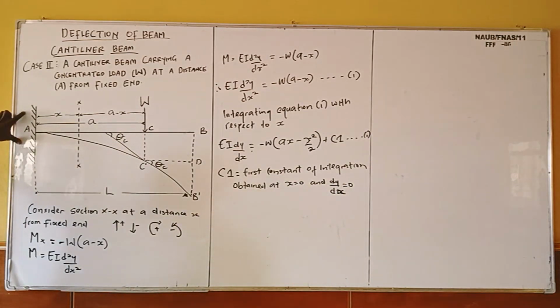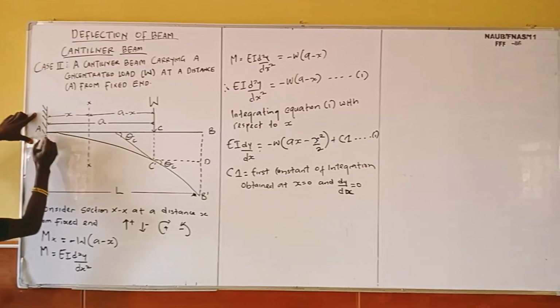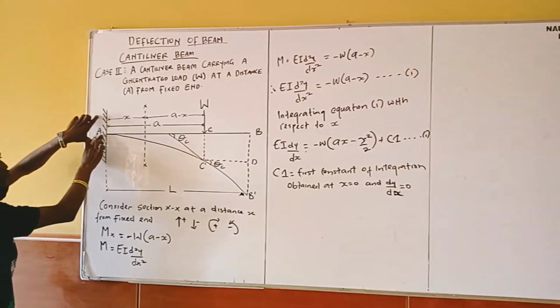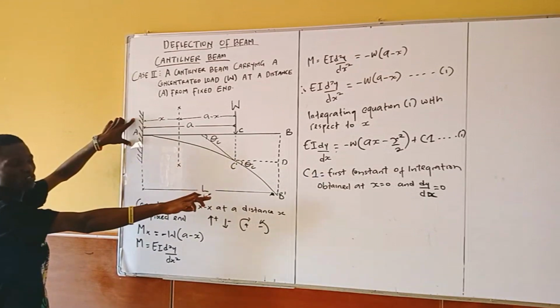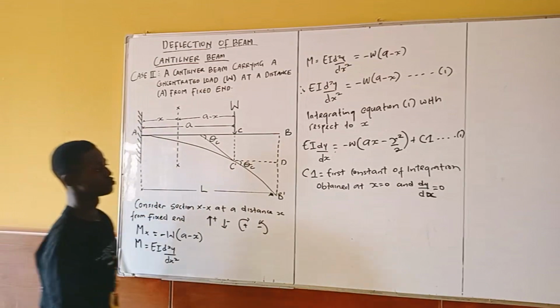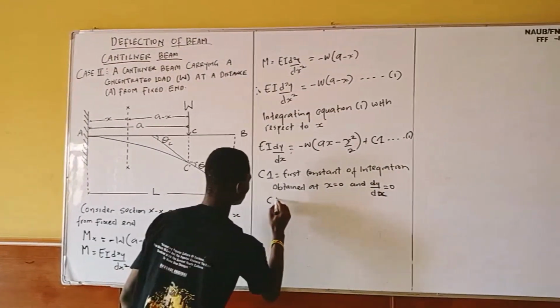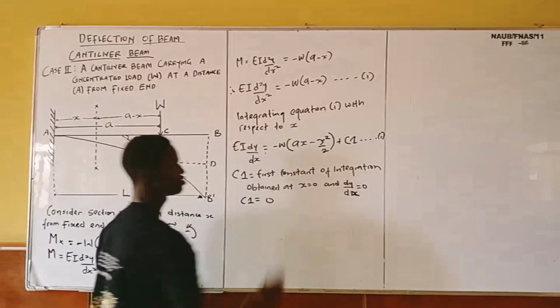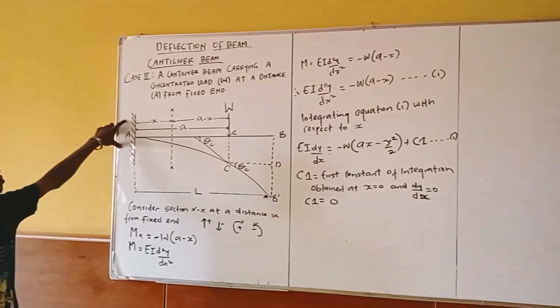If you look at this very well, you can see that my C1 is obtained at this fixed point. At this fixed point, the distance x is 0, and my dy/dx equals 0. Don't forget that dy/dx is used to represent slope. At this point I don't have slope, so definitely my C1 will be equal to 0 at this fixed end.